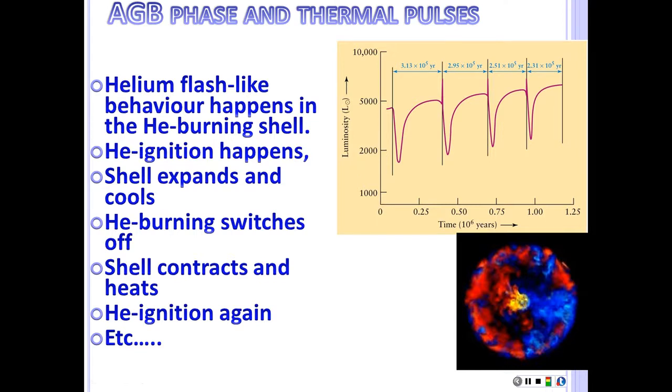And this is really important for the details of what happens inside these stars, but it also means that your star is changing size and brightness. You can see here, this one's going from less than 2,000 solar luminosities up to nearly 10 to the 4. And so it makes a big difference to the brightness.